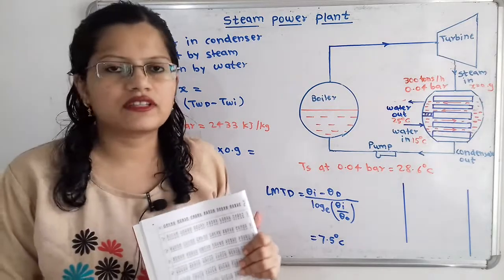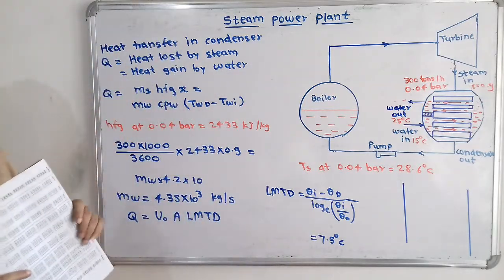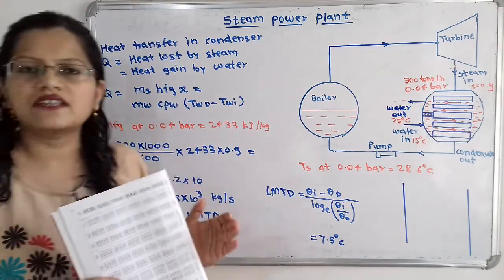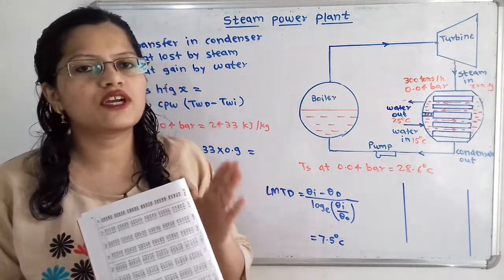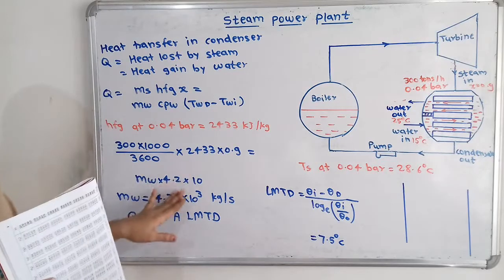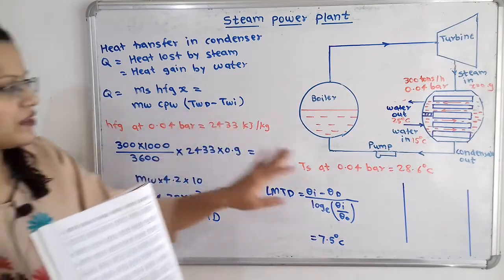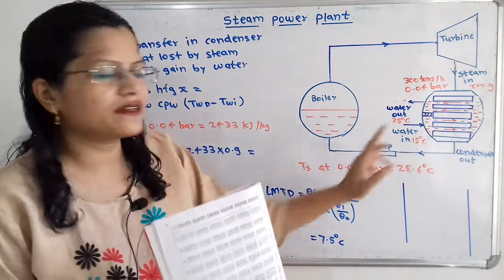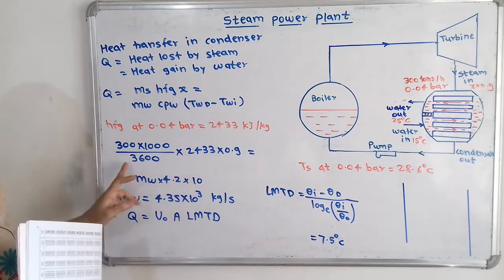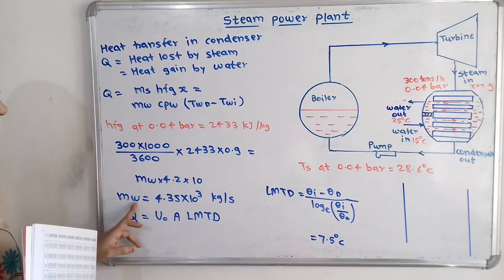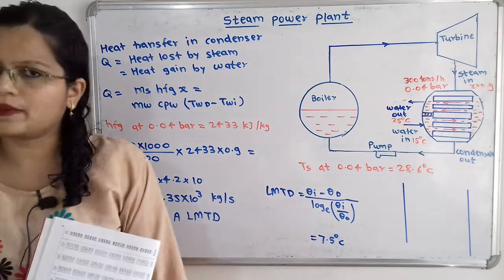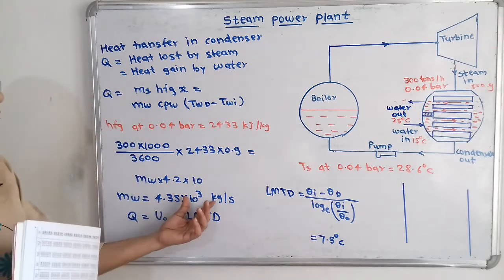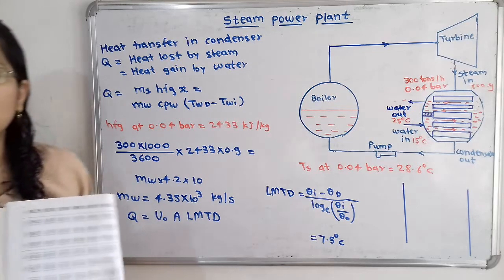now what is the mass rate of flow of water? That is mw, that is unknown. Now Cp, specific heat: we know the specific heat of water is 4.2 kilojoule per kilogram degree Celsius, and the temperature difference is 25 minus 15, that is 10. So when we solve this, we will get the mass rate of flow of water as 4.35 into 10 raised to 3 kilogram per second.